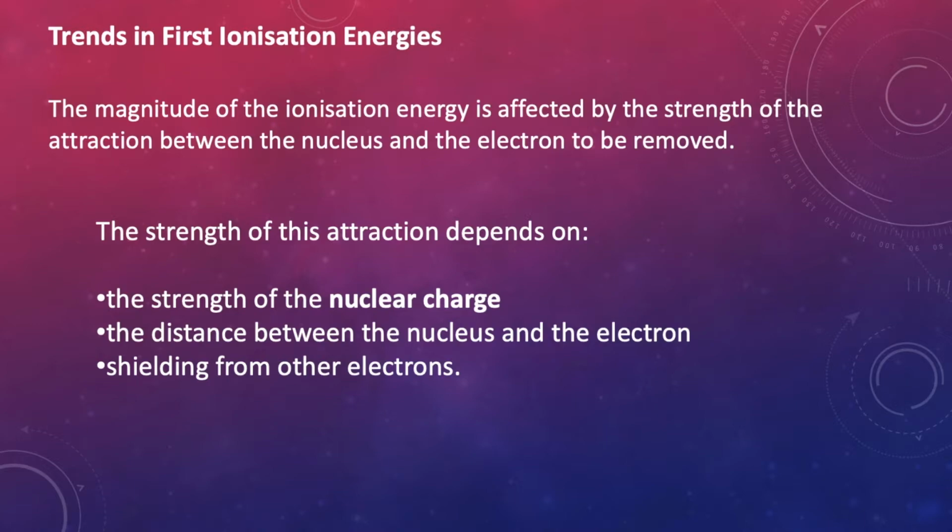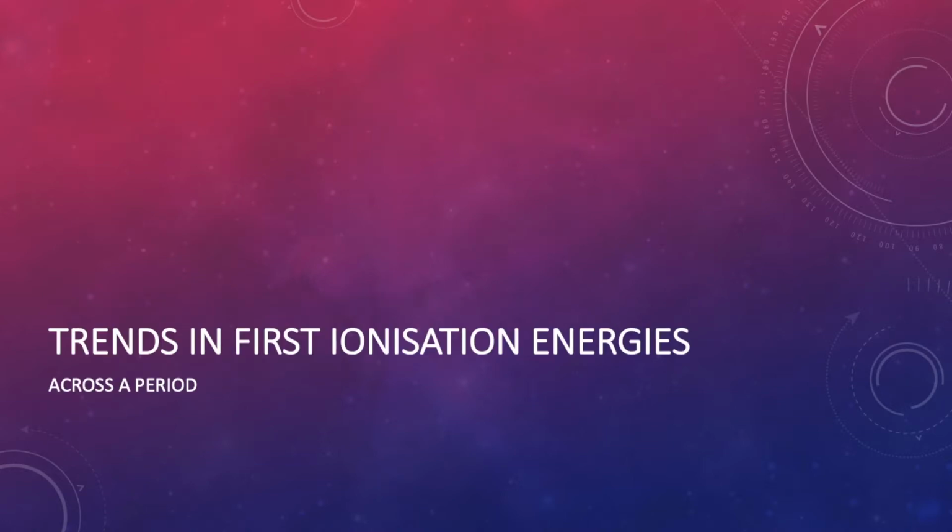So we can now look at some trends in first ionization energies. So when we look at trends, we're going to look at 2 trends. We're going to look across a period, and we're also going to look down a group. So let's first of all look across a period. And before we do that, let's have a think, what will affect the magnitude of first ionization energy? So it's going to depend on the charge of the nucleus, the higher the charge, the stronger the attractive force. The distance between the nucleus and the electron, if the electron's far away, it's going to be far less attractive than if it's in a shell closer. And finally, shielding from other electrons. And we'll look at shielding in a sec.